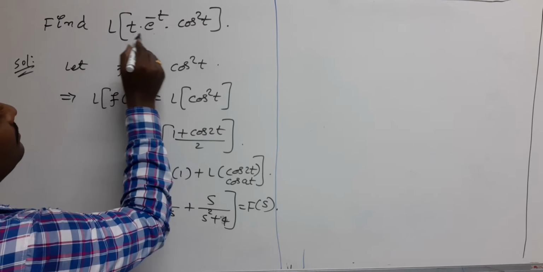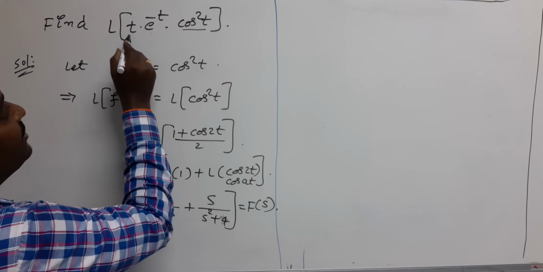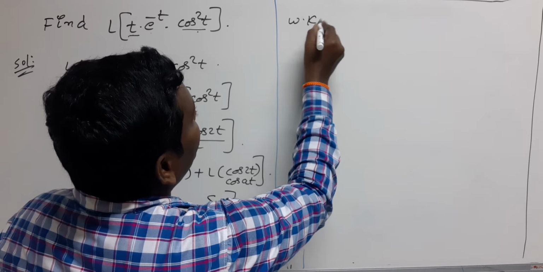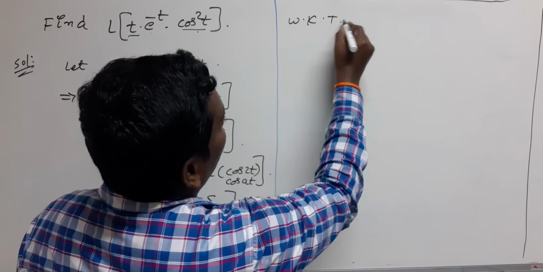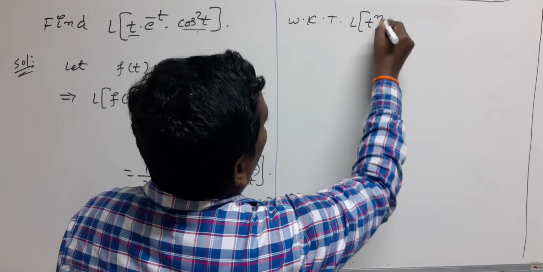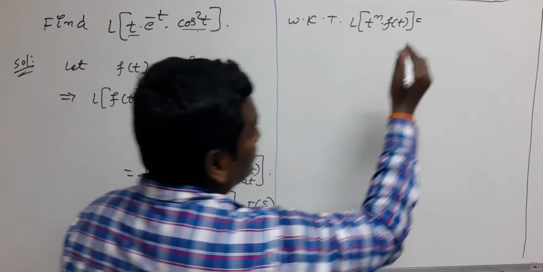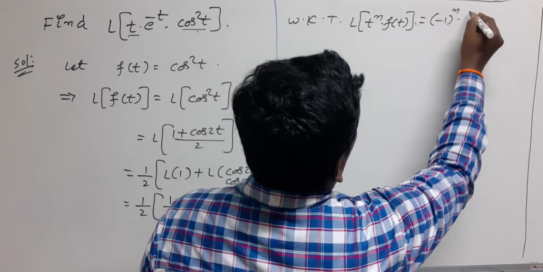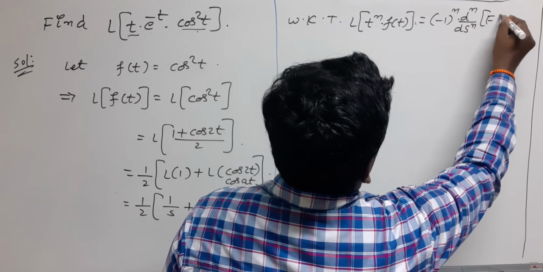First we are finding L of cos square t. Next, you should find out L of t into cos square t. T into cos square t is in the form of t power n into f of t. That is why we know that L of t power n into f of t is equal to minus 1 whole power n into d power n by ds power n of the function of s.